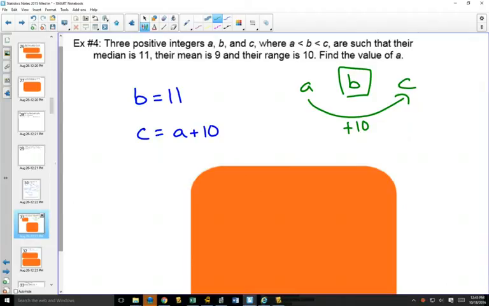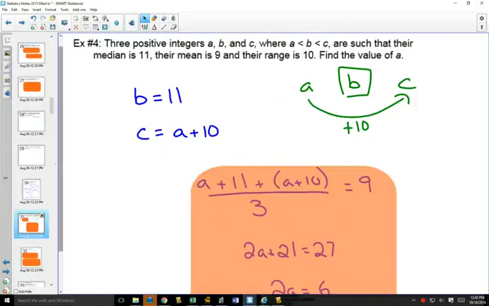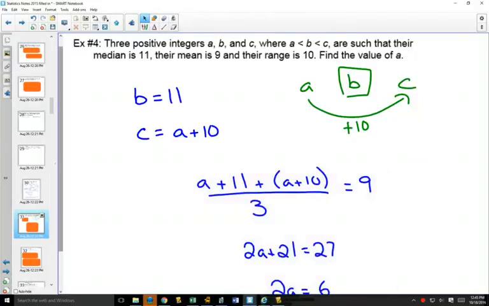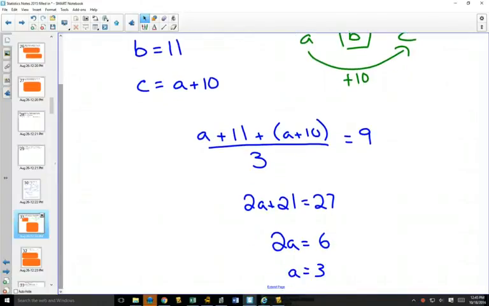With that information, you could say, well, I know that the average of all 3 of them added up, divided by 3, is equal to 9. And if I write c as a plus 10, then I've created an equation that I only have one thing I need to solve for. Solving for that, you get a is equal to 3. So that means our 3 numbers are 3, 11, and 13. But I think the question just said, find the value of a.